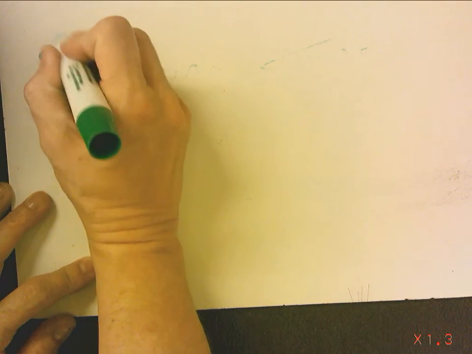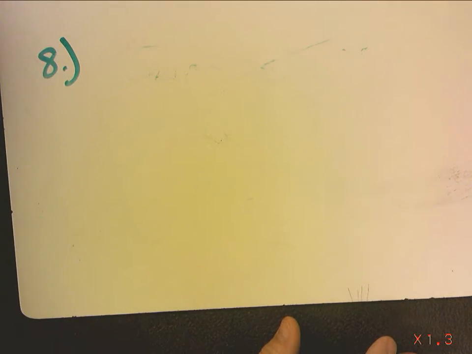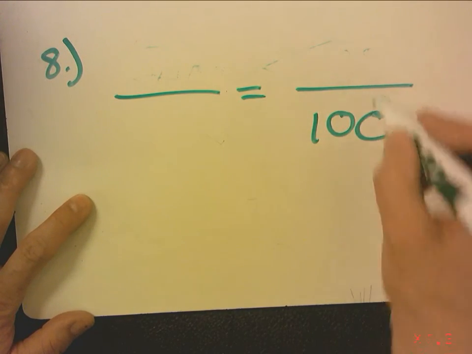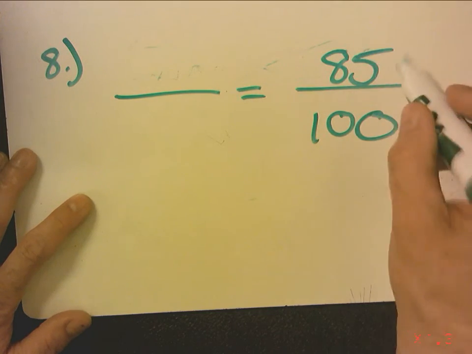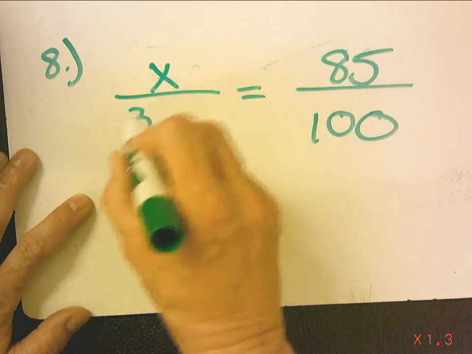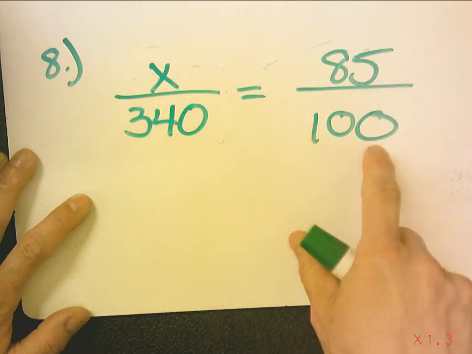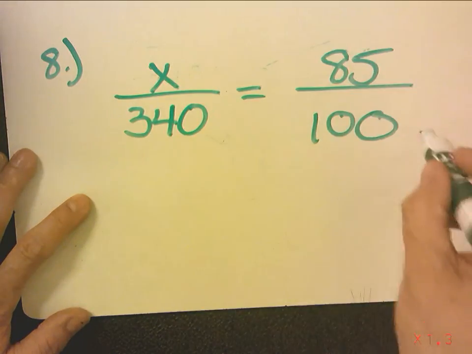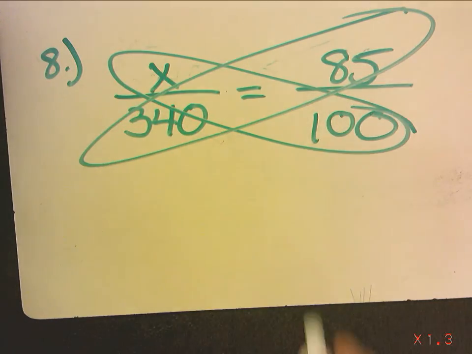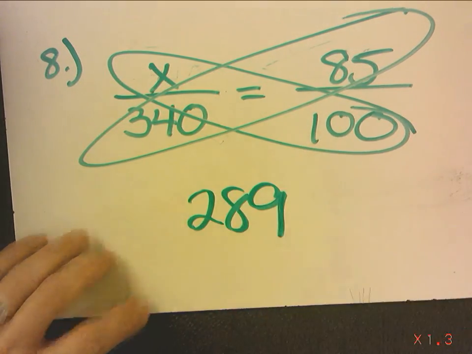Now for number 8, the caterer estimates that 85% of the people at a banquet will request coffee. If the banquet has 340 guests, how many people are expected to request coffee? So again, fraction bar equals fraction bar over 100. 85% represents the number of people who want coffee. We don't know how many people want coffee, but we know there's a total of 340 guests. So the total goes next to the 100. The X goes next to the 85. 100x equals 85 times 340. And we find that 289 people requested coffee.